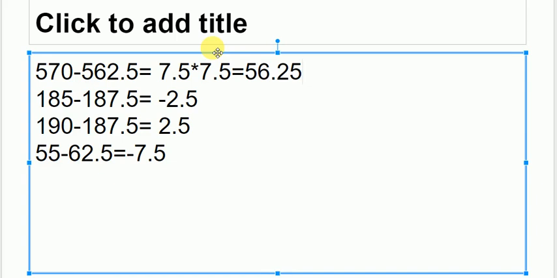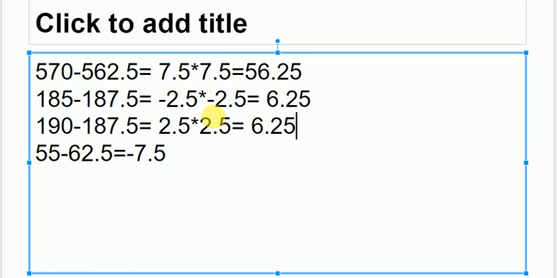And then let's do the next one. If I square this, negative 2.5 is going to be 6.25. And double check my math here because I'm not the strongest of math people. So if I do something wrong, you guys let me know. This one's not a negative, so it's just 2.5. And that one's pretty easy because it is 6.25, because we already calculated that for the other one.